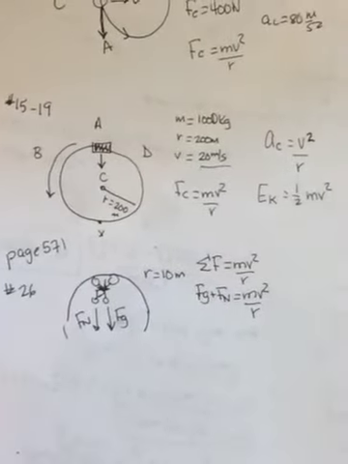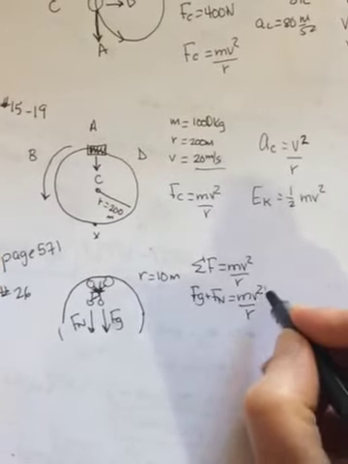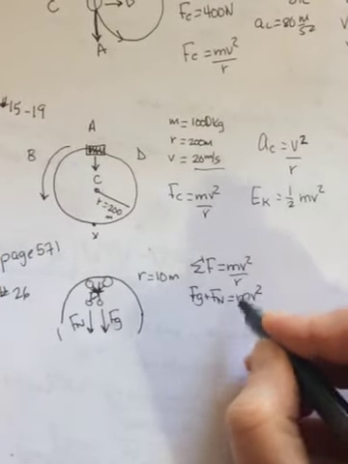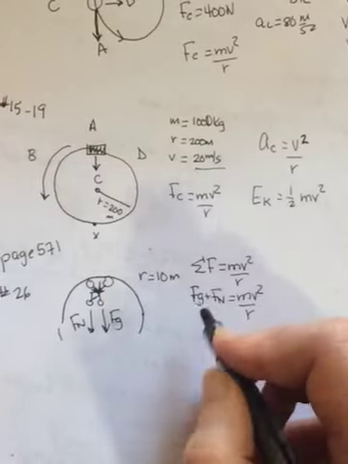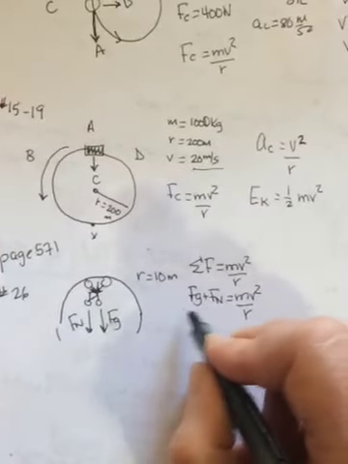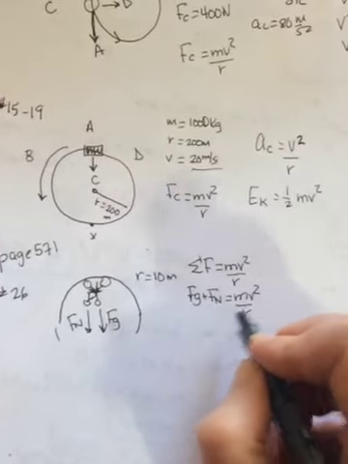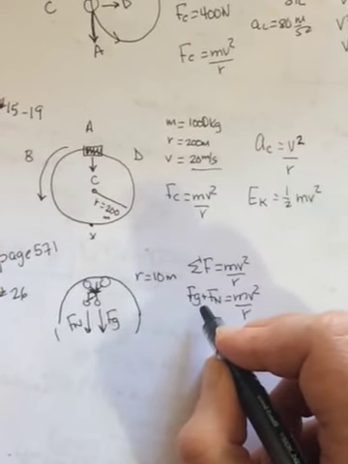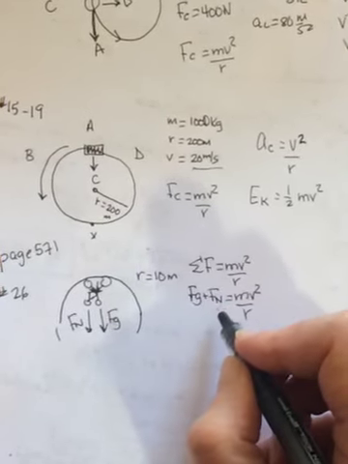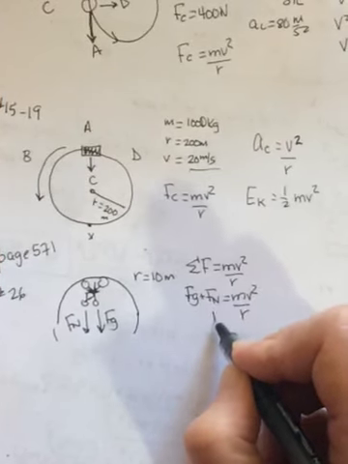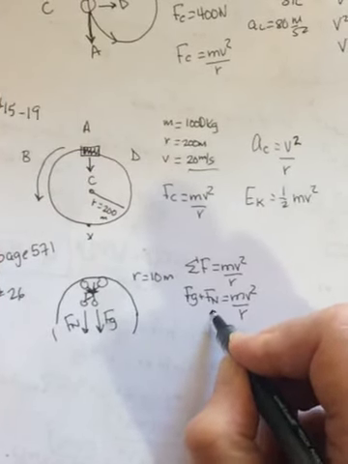Okay, so now it says minimum speed. So he's going to drop his speed, which means the right-hand side here is going to get tinier. And if the right-hand side gets tinier and he wants to stay in the loop, then the left-hand side has to get tinier. And F_g can't change. He's not changing his weight. So as the speed gets smaller, it's the F_N that has to get smaller.